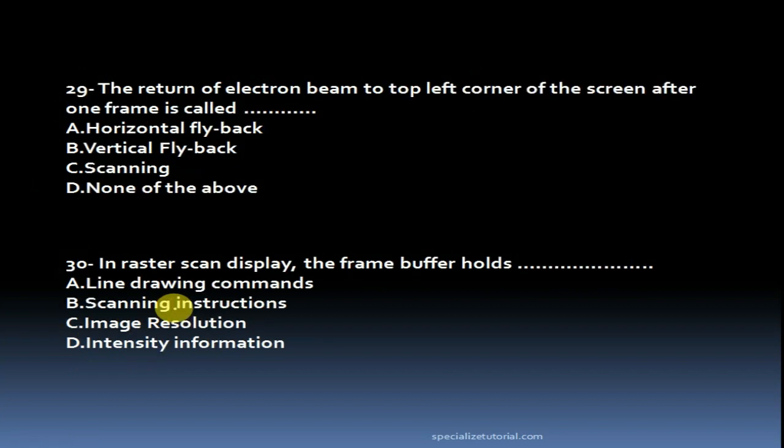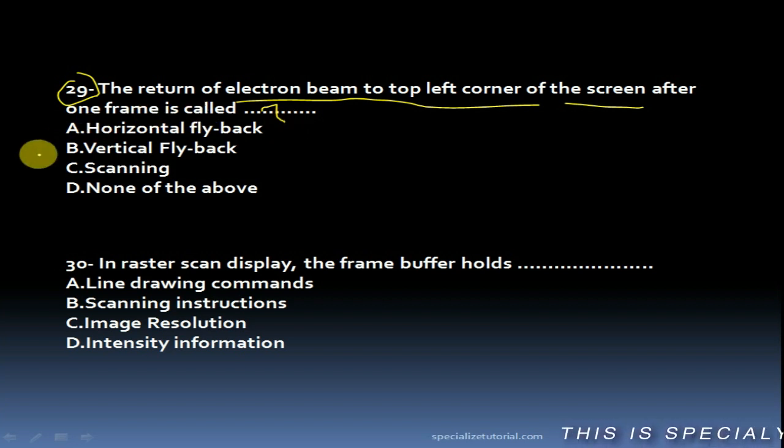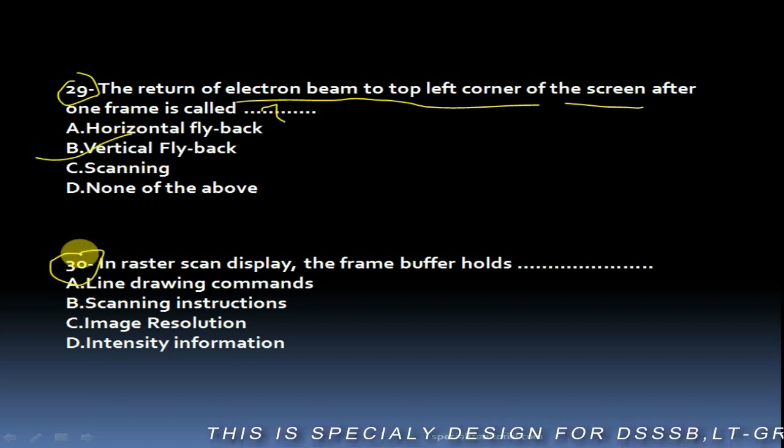So take the next question, question number 29. Return of electron beam to the top left corner of the screen after one frame is called horizontal flyback, vertical flyback, scanning, and none of above. So basically it is a vertical flyback. Okay, now take question number 30.